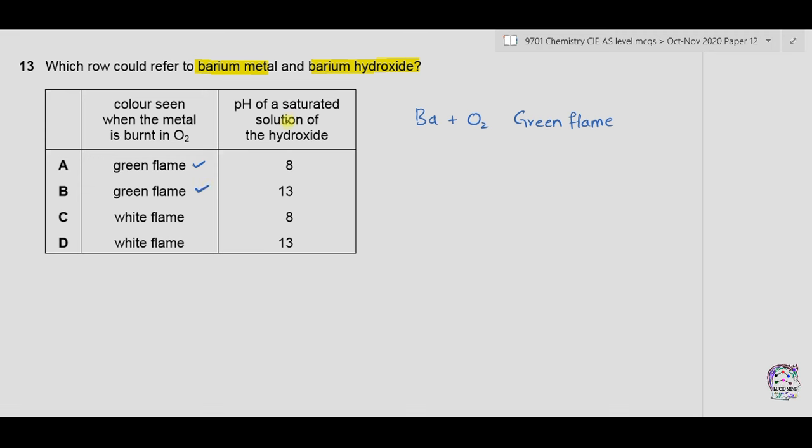Second option is the pH of a saturated solution of the hydroxide. As barium is a group 2 element, and we know that group 2 hydroxides become more soluble when moving down the group, when solubility increases, the pH also increases. So the pH will be 13 for barium hydroxide, as it is lower in group 2. The correct option is therefore B.